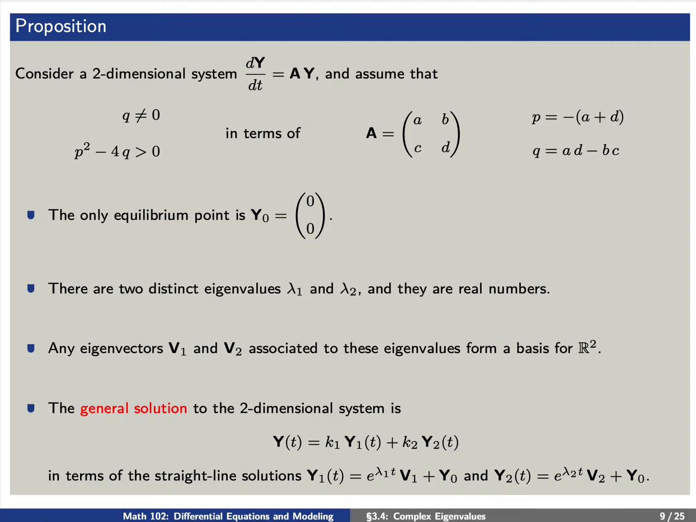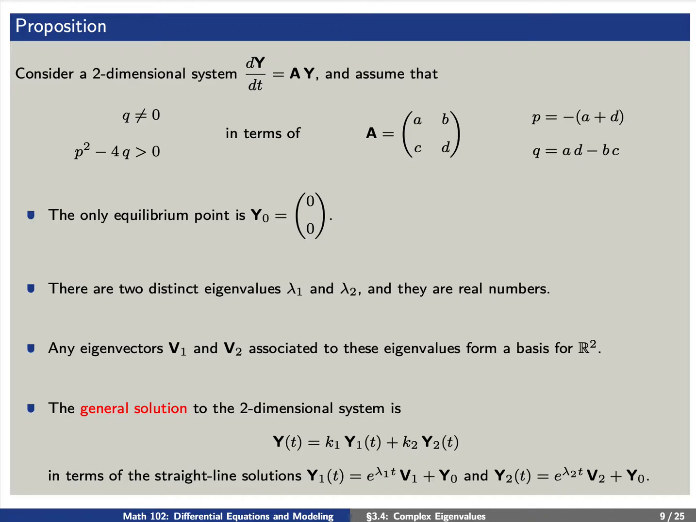Let's consider a two-dimensional system where we will assume that q does not equal 0 and p squared minus 4q is positive. Here we can express p and q in terms of our 2 by 2 matrix A. First, the only equilibrium point, y sub 0, is the origin. Second, there are two distinct eigenvalues, lambda 1 and lambda 2, and they are both real numbers. Third, any eigenvectors v sub 1 and v sub 2 associated to these eigenvalues form a basis for R2.